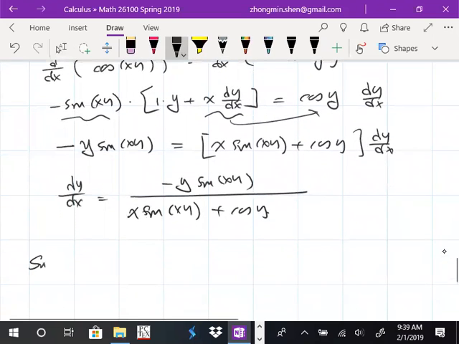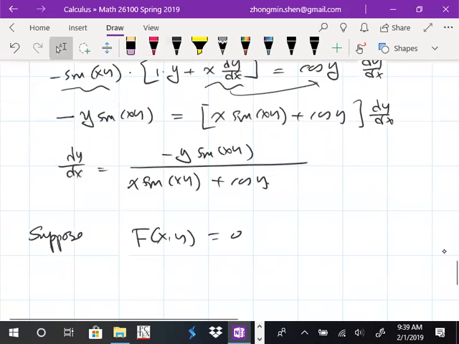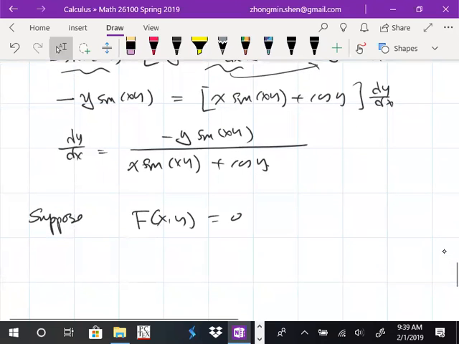Now let's look at the general case. Suppose you have two variables. They are given by this equation, so they're related. You can have two functions, just put together. So x and y satisfy this equation f of x and y equals 0. You're going to use the chain rule, so you differentiate f with respect to x, and that's going to be 0.